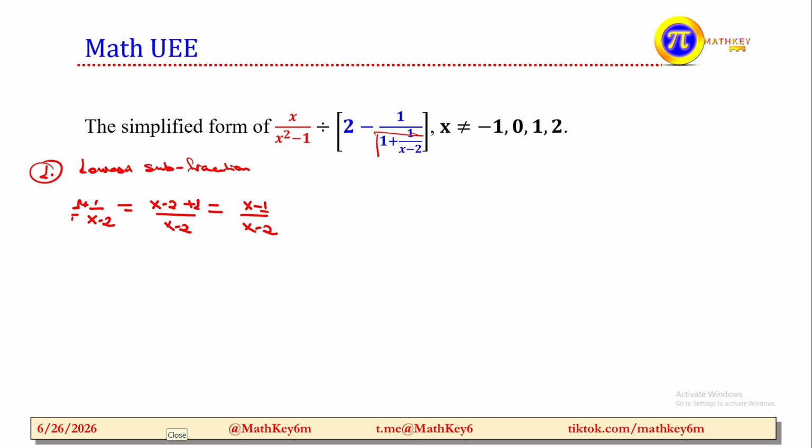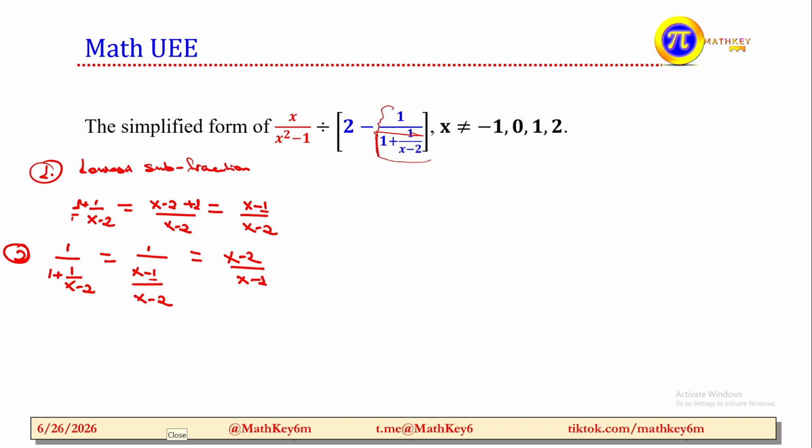Again, we invert here: 1 over 1 plus 1 over x minus 2. Second time, this becomes what? 1 over x minus 1 over x minus 2, which is equal to x minus 2 over x minus 1. We completed this part now.